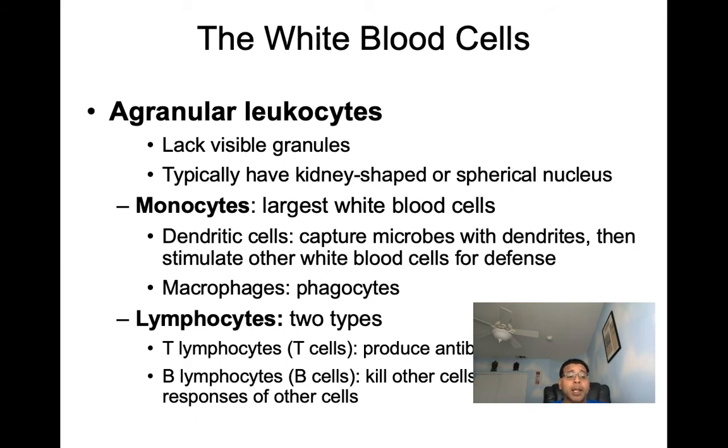The lymphocytes are of two major types. We have B lymphocytes, which we can also refer to as B cells, and we have our T lymphocytes, which we also refer to as our T cells. B cells produce antibodies, while T cells are found as helper T cells and cytotoxic T cells that kill other cells.